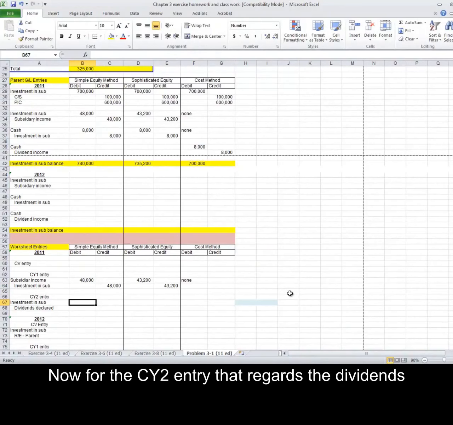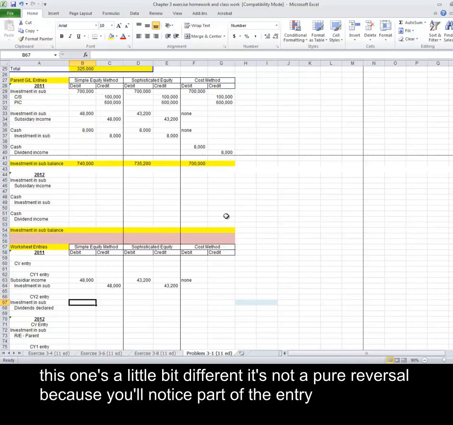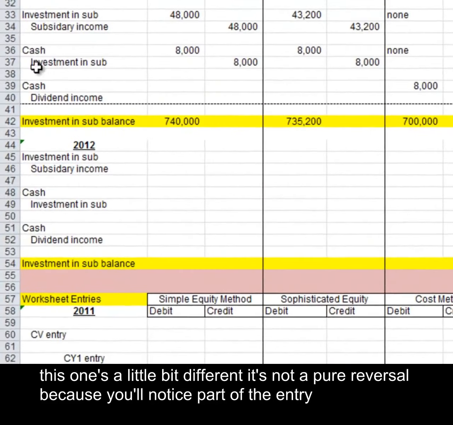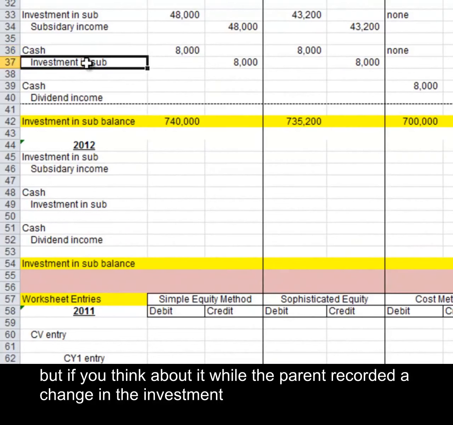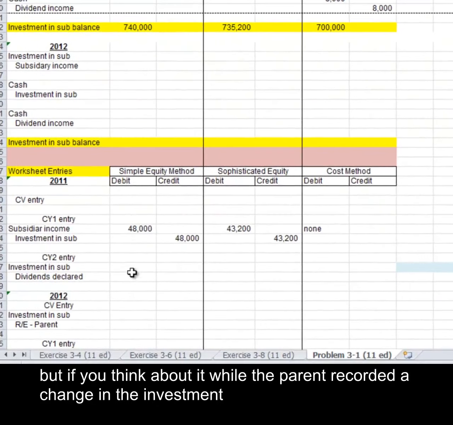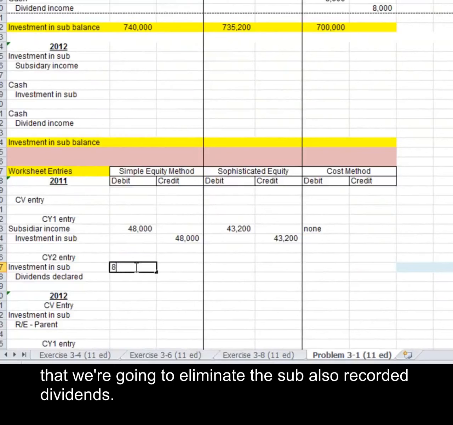Now for the CY2 entry, that regards the dividends. This one's a little bit different. It's not a pure reversal, because you'll notice part of the entry there is cash. Well, cash is cash. We're not going to reverse out cash. But if you think about it, while the parent recorded a change in the investment that we're going to eliminate, the sub also recorded dividends.